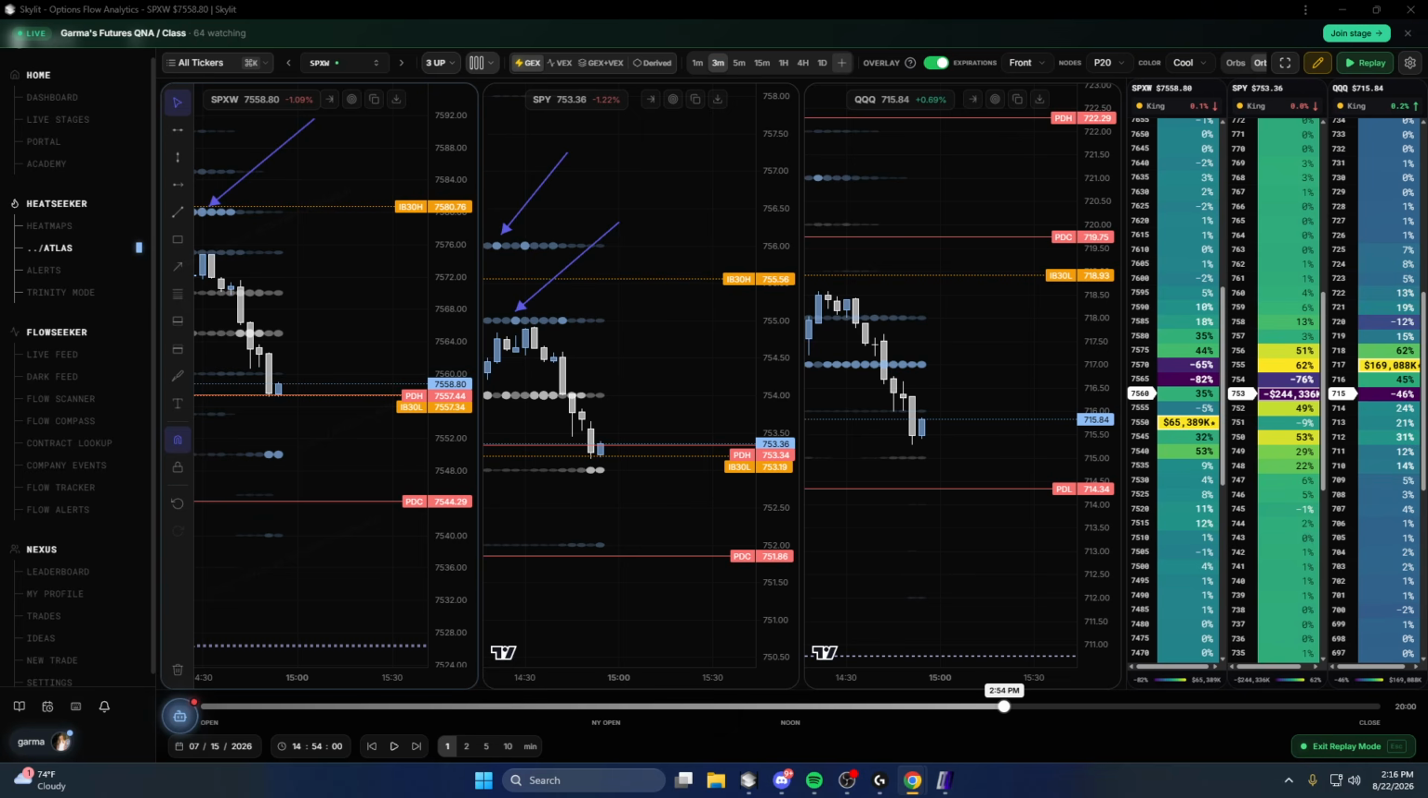Why don't you think QQQ 717 was gonna reverse the move? Just because of the rug pull setups on SPX and SPY.